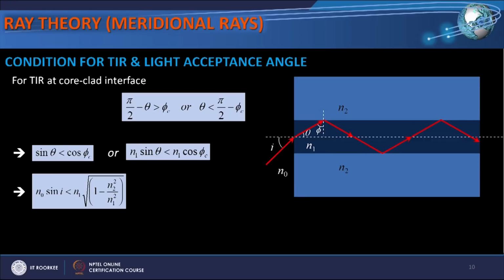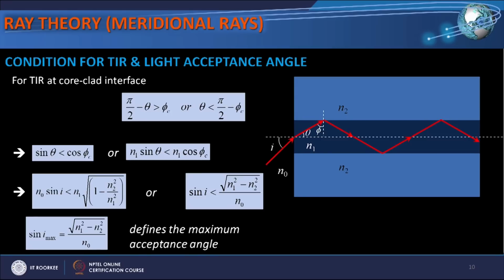Since sin phi_c is equal to n2 over n1, cos phi_c would be equal to square root of 1 minus n2 square over n1 square, and n1 sin theta is equal to n0 sin i. So, this equation will now give me n0 sin i should be less than n1 times square root of 1 minus n2 square over n1 square, or sin i should be less than square root of n1 square minus n2 square over n0.